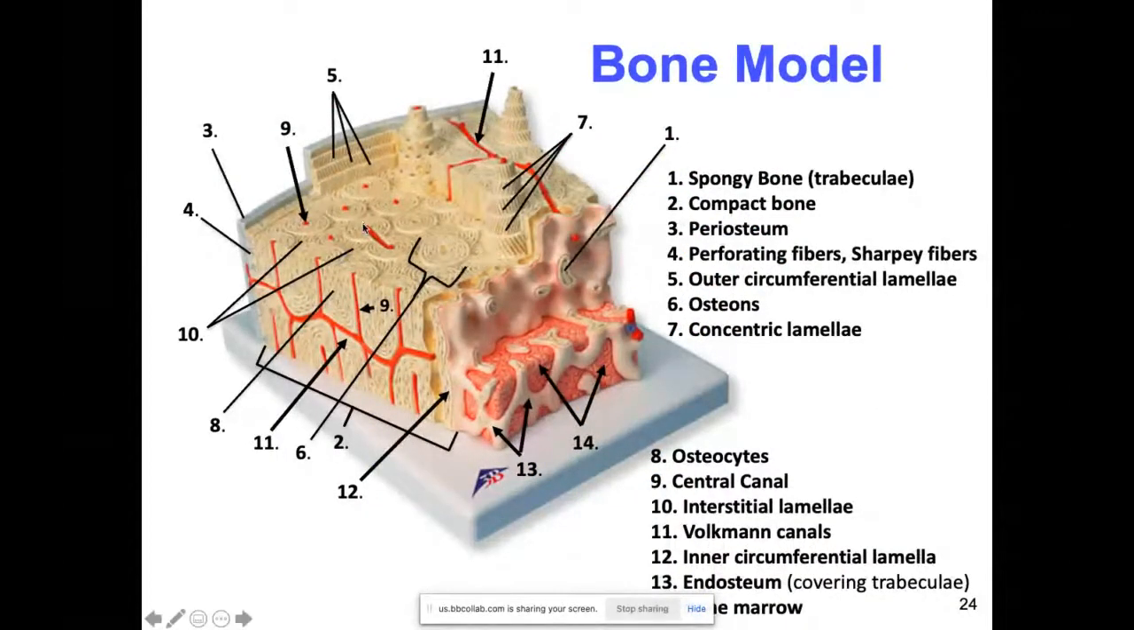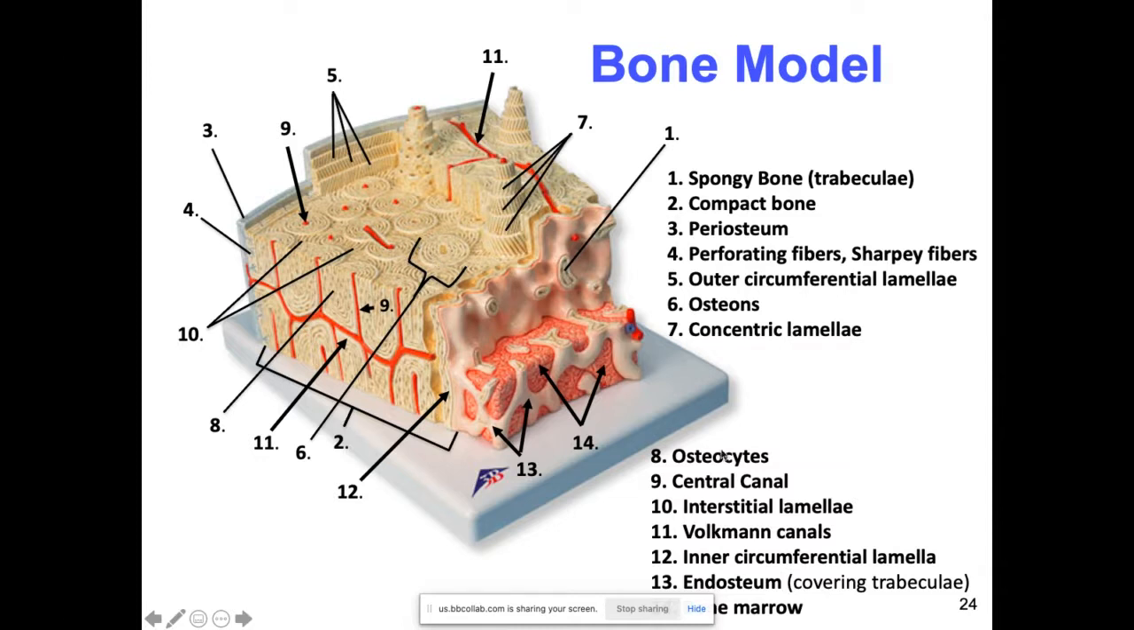This is just a bone model that shows all the same structures that we mentioned before. Spongy bone is number 1. It's made up of these trabecula. Compact bone is number 2, which is here. This entire section is all compact, number 2. Periosteum is the outer layer of the bone, here. Number 6 is an osteon. That would be one of these right here.